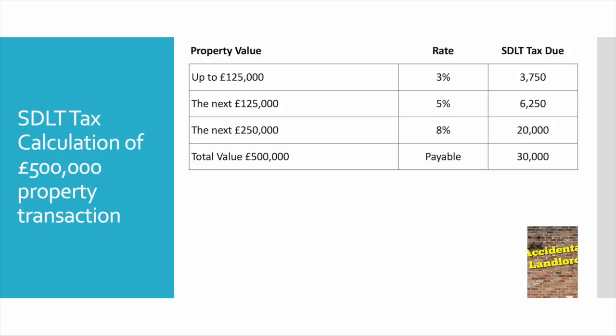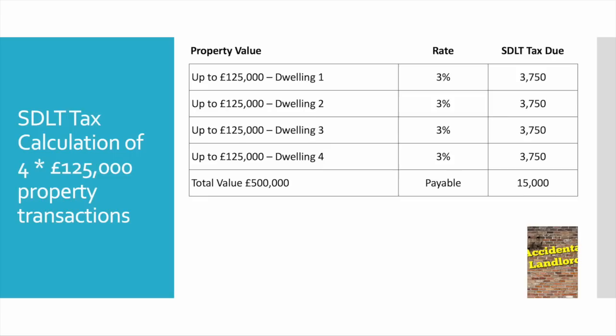Now, if the property of 500,000 was split into smaller units, so it could be an HMO, could be individual flats, whatever it happens to be, then each dwelling would be taxed individually. Now, he used the assumption that there would be 4 dwellings in this particular property, each worth approximately 125,000, and if you taxed each one individually, you end up with a stamp duty calculation that looks like this.